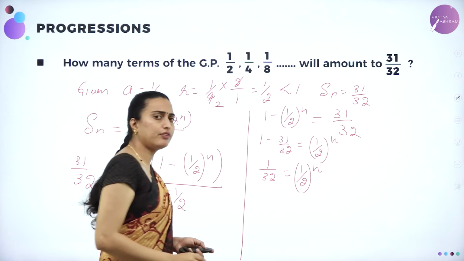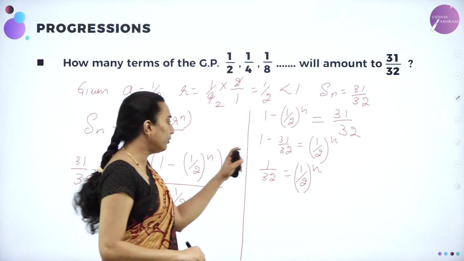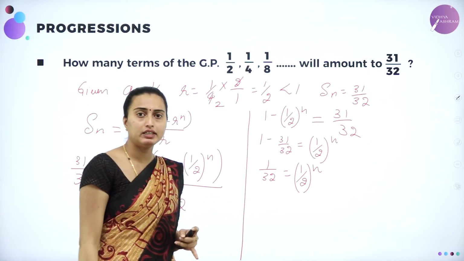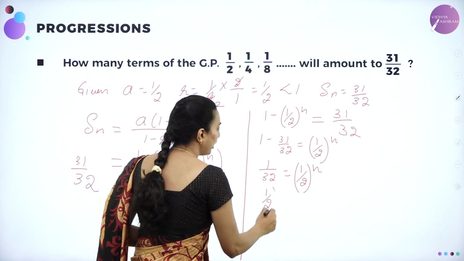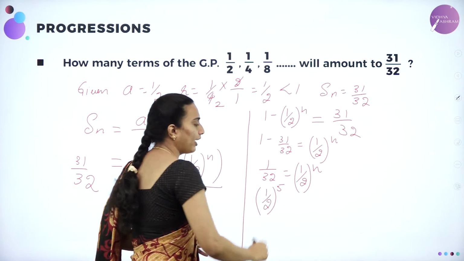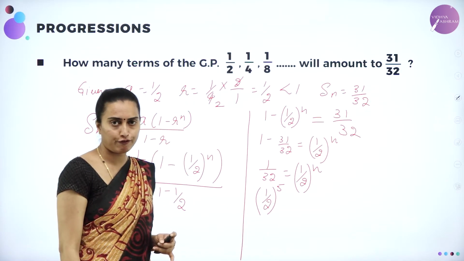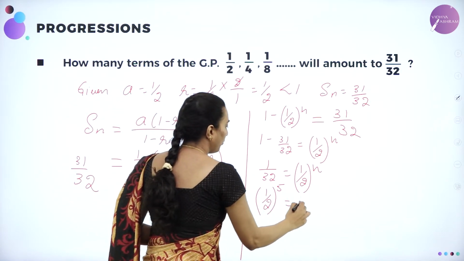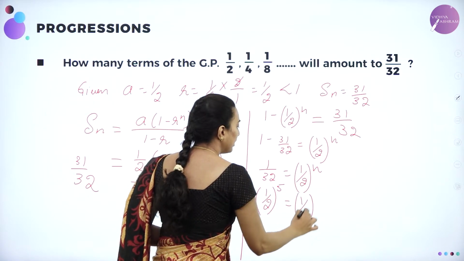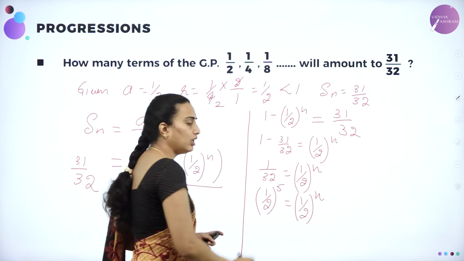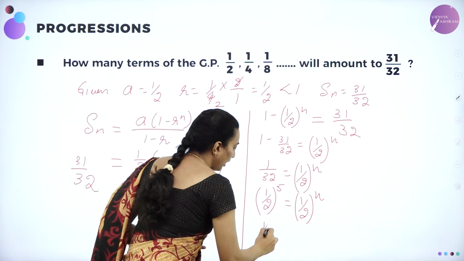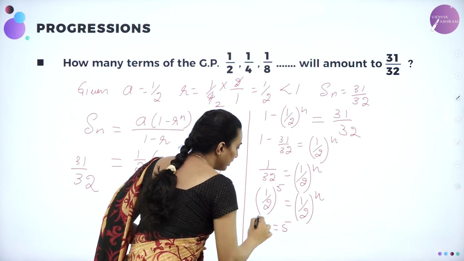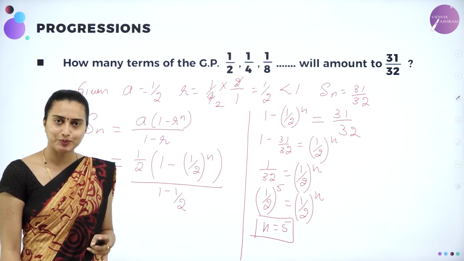Now 1 to the power of anything will be 1 itself. Now here I can write 32 as 2 to the power of 5. So therefore 1 by 1 to the power of 5 is 1 only. So together I am writing 1 by 2 to the power of 5, which implies 1 by 2 to the power of n. Now dears, you can see here the base is the same. I can equate the powers. What will be the term? n will be equal to 5. That's it, dears. I hope you got this one.